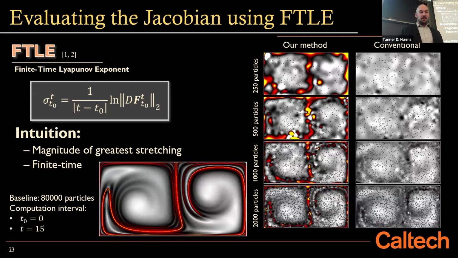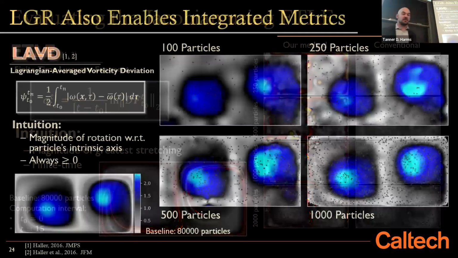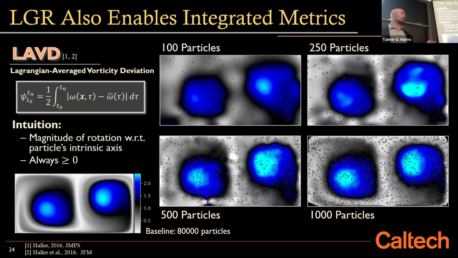The next thing I want to talk about are integrated metrics. So Lagrangian gradient regression also allows us to compute these integrated metrics. Perhaps the most common of these is the Lagrangian average vorticity deviation, which is defined here. It's essentially measuring the amount of rotation of a particle along its trajectory over time. And what you see in the baseline case here is that you have 2 vortices, which we know, and their vortex cores are at the peaks of these, and they have boundaries, which we care about finding.